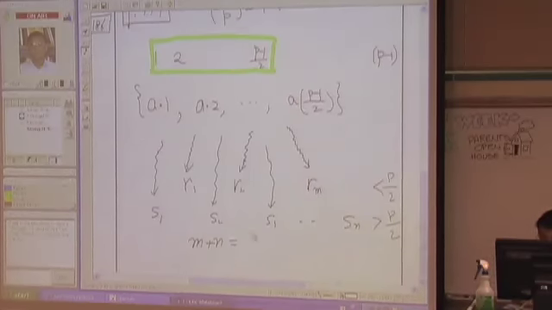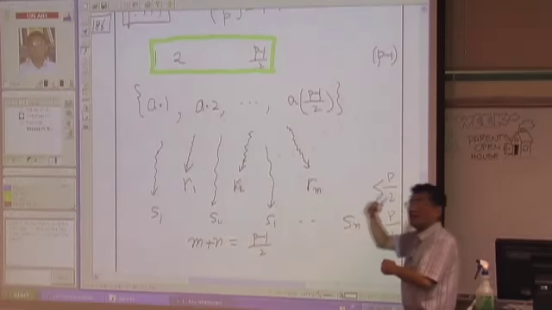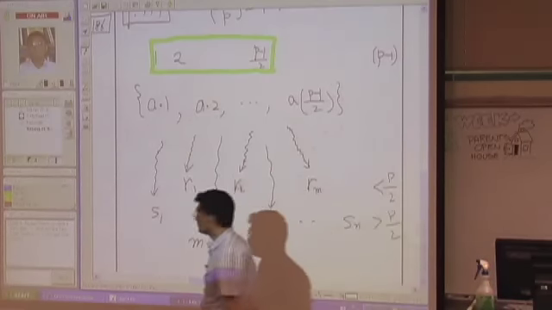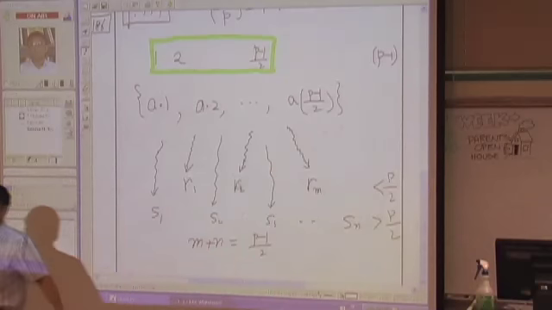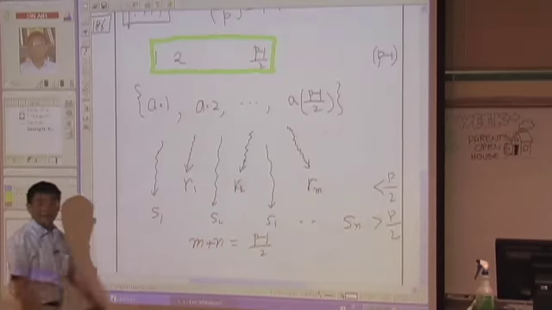P minus 1 over 2, right? Because we are dividing this by P. We are dividing a total of P minus 1 over 2 numbers by P, and we sometimes have less than half and greater than half. So the total number M plus N is P minus 1 over 2.